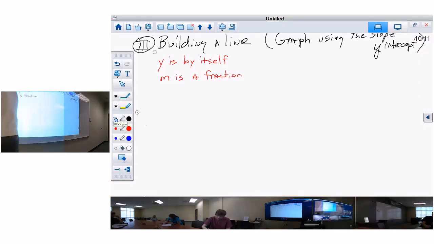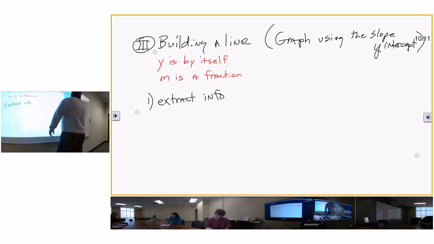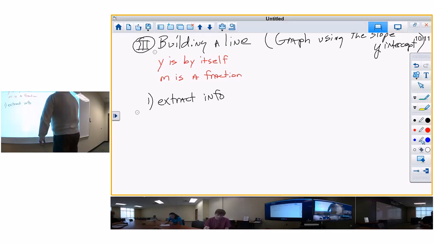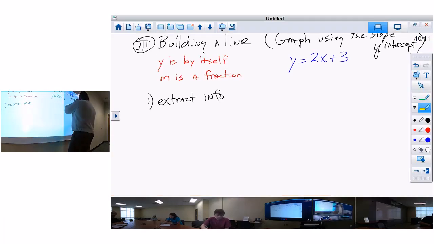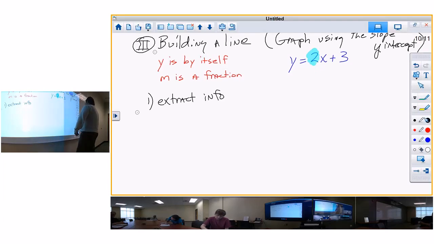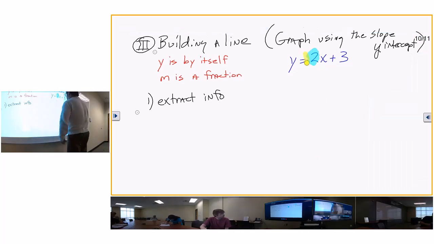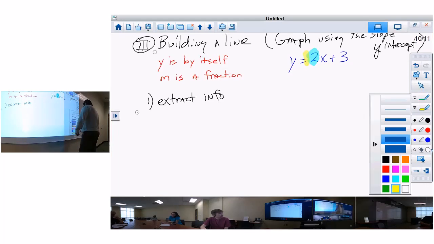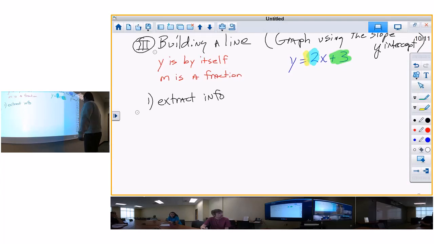All right, so what do you do first? First thing you do is you extract information. Extract info. What do you mean, Hubert? Well, let's give you an example. We'll put the example in blue. Y is equal to 2x plus 3. Now, there's 3 sources of information here. There's the aqua color, the blue color, the yellow, which is in front of there, which is the sign. And then there is the green, which is the Y-intercept. Okay, so that's what you have to pull out.